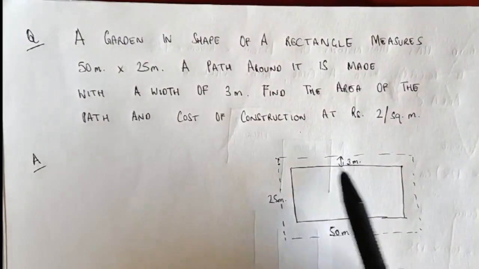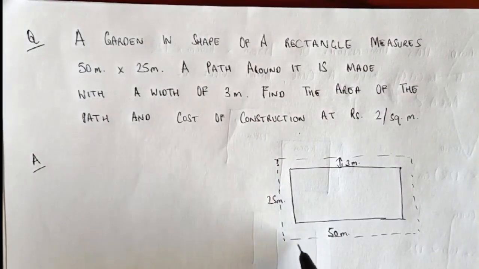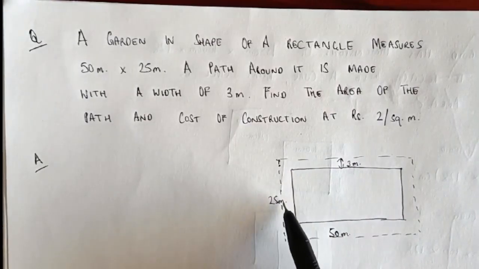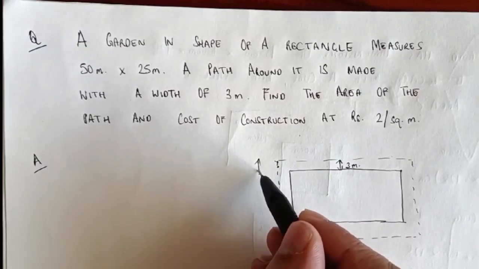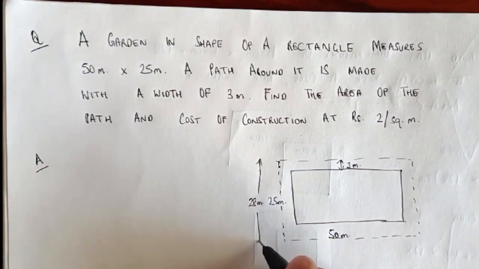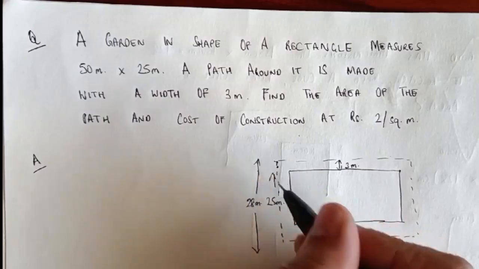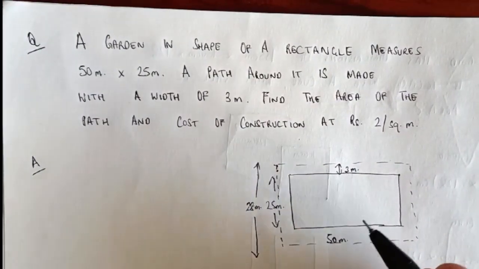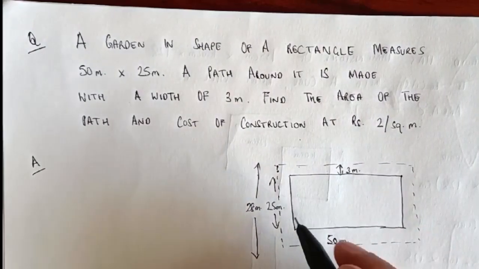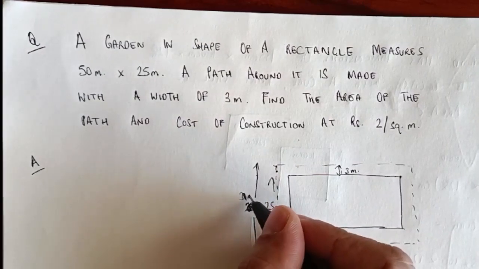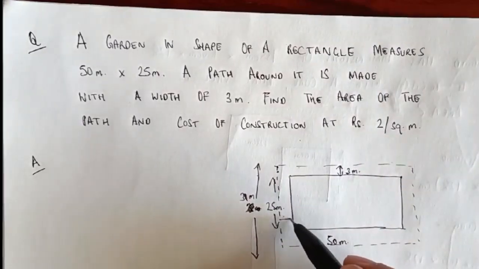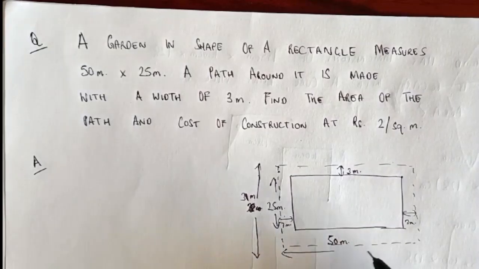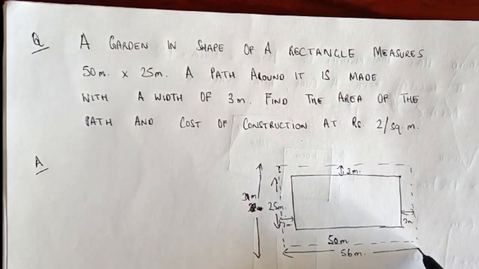So the area of the path, if you see, when we have the path, this complete figure just becomes a bigger rectangle. So the bigger rectangle will have dimensions of 25 plus 3. So this entire thing will be 25 plus 3, which is 28 meters, right? Sorry, this is 28 plus 3 plus 3, because there is a 3 here, there is a 3 here. So that will give us 31 meters. See kids, even I make mistakes sometimes. And there are 3 meters and this is also 3 meters. So the total length here is 56 meters. 50 plus 3 plus 3.